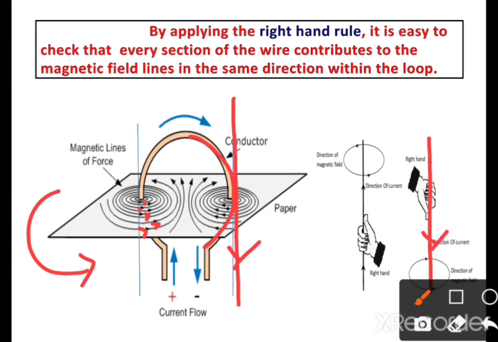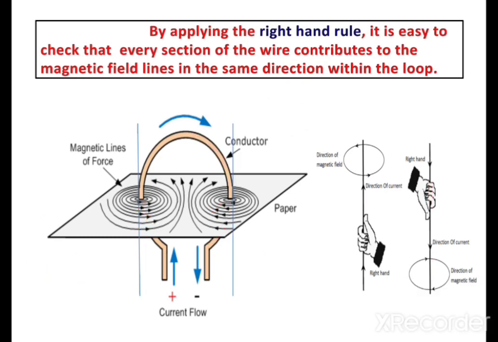Hold the conductor in your right hand. The thumb represents the current direction. The curled fingers represent the magnetic field direction. So when the current is downward, the magnetic field direction is clockwise. So you have to mark the arrow mark in the clockwise direction.